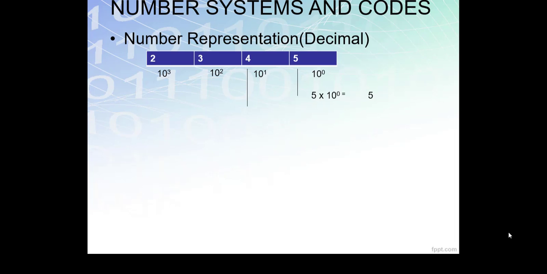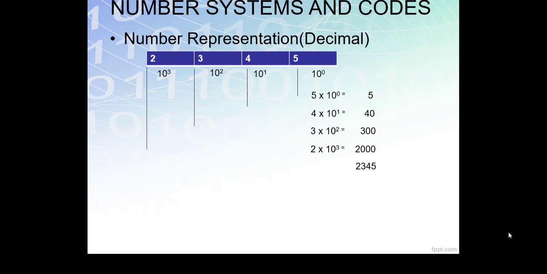Then you take the next one. 10 to the power of 1 is 10. So 4 into 10, 40. 10 to the power of 2 is 100. So 3 into 100, 300. Then lastly you take the leftmost digit, 2 into 10 to the power of 3, that means 2 into 1000, 2000. Now you add this. Here we are getting 2345. So 2345 is the number with the positional weight.